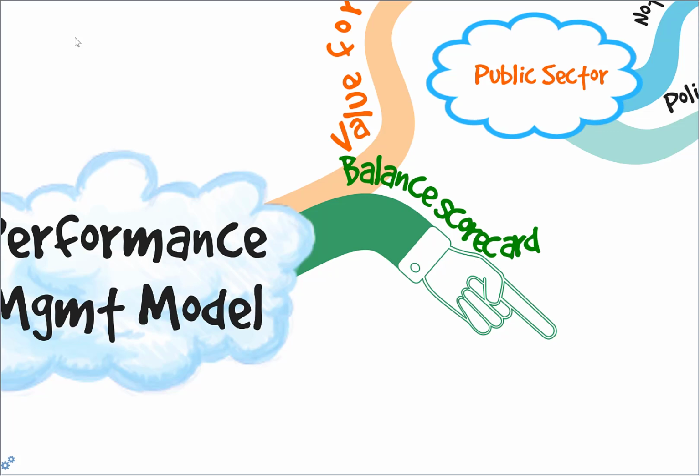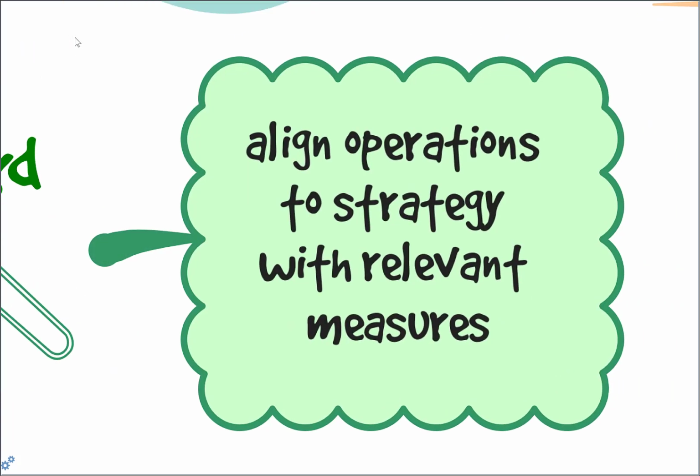It is another form of performance management model, and the model basically works in such a way that we have to align the operations of the company to its strategy by coming up with relevant measures. So in a balanced scorecard model, it is all about how we align our day-to-day work to the organization's strategy, and to make sure that this strategy achieves our organization's goal, we then have to come up with the relevant measures or KPIs.